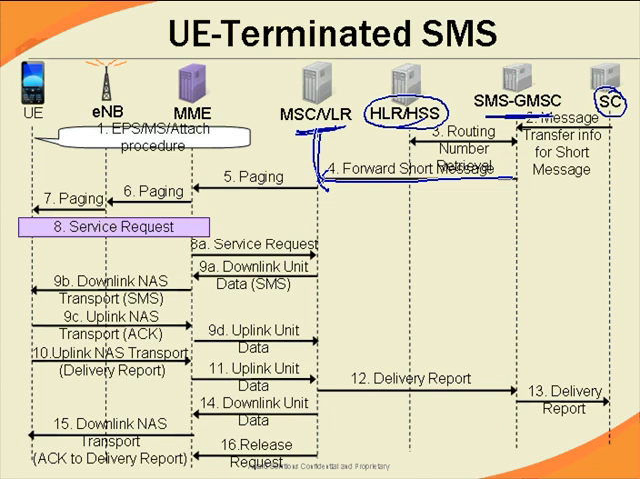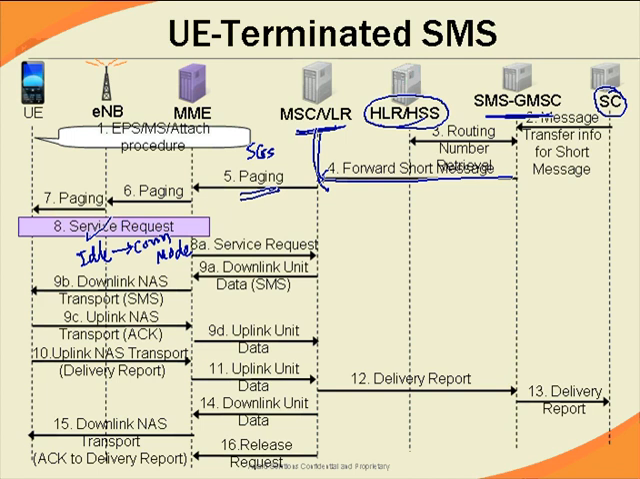MSC uses the SGs interface to send a page message. Now, if the UE is in the idle mode, then the page message would be sent. We will have a service request. This is the UE in the idle mode. So in that case, we are sending that page message through RRC paging. We have to exit the idle mode. So here we are entering the connected mode. That idle to connected mode transition is taken care of by the service request procedure.